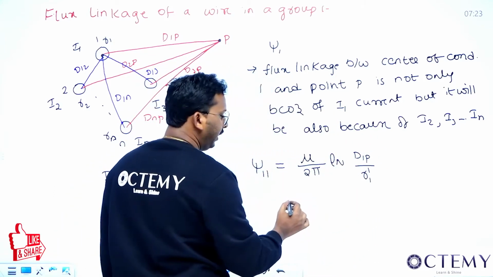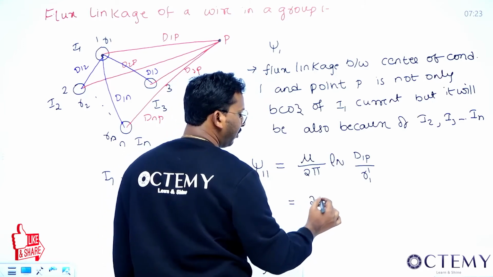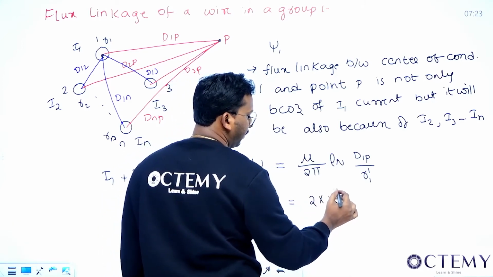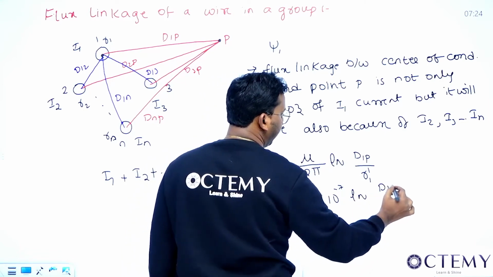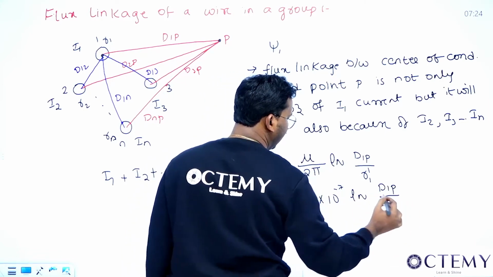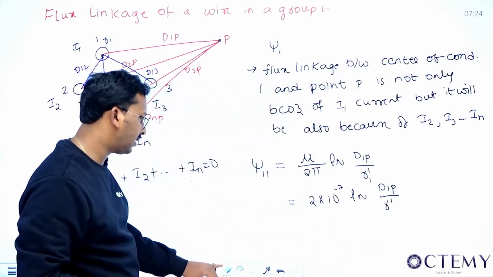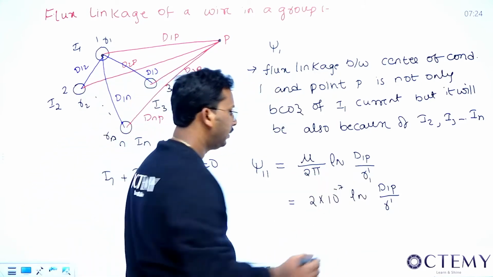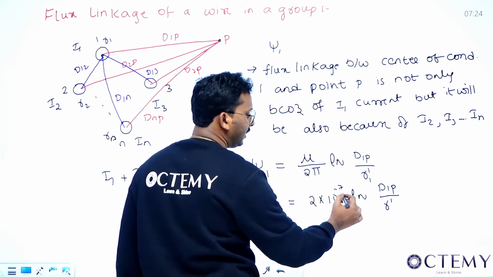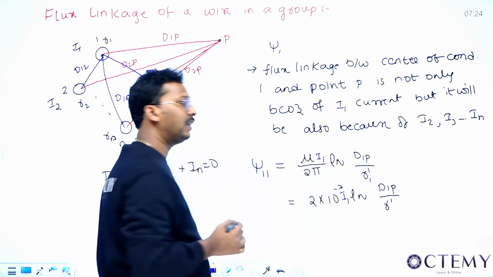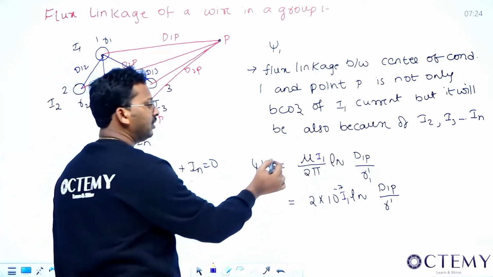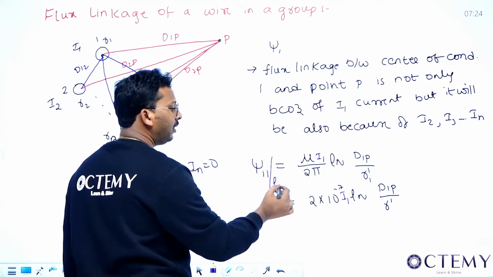So this would be 2 into 10 power of minus 7 ln d1P by r dash, into the current also, because this is flux linkage. This current is I1. You might think, sir, there should be L also. Let us assume that this flux linkage is per unit length.